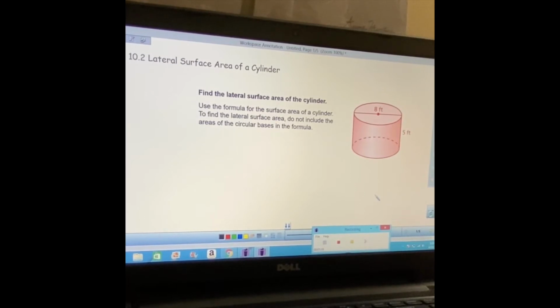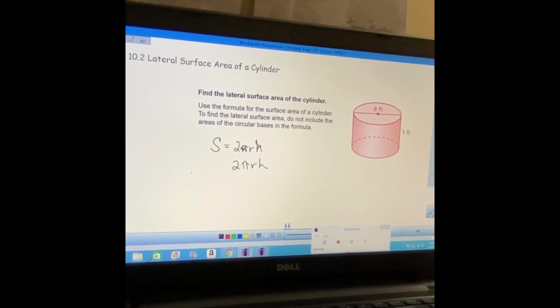And so since we're not finding the area of the bases, the only formula we need to know today is the lateral surface area equals 2 pi r, which is the circumference of a circle, right, times the height. Okay, let me try and write that again without it making a mess like that. 2 pi r h.